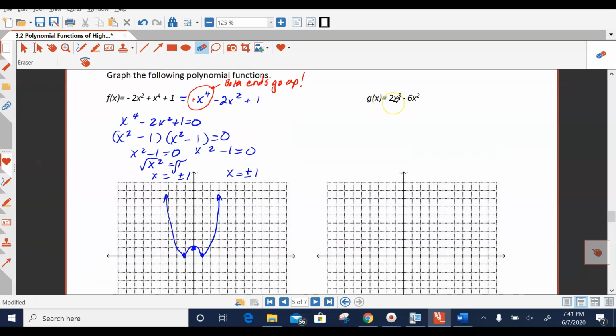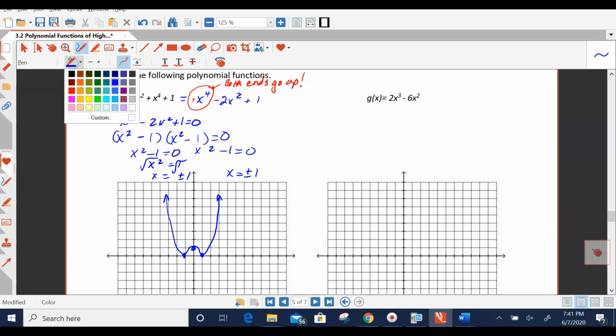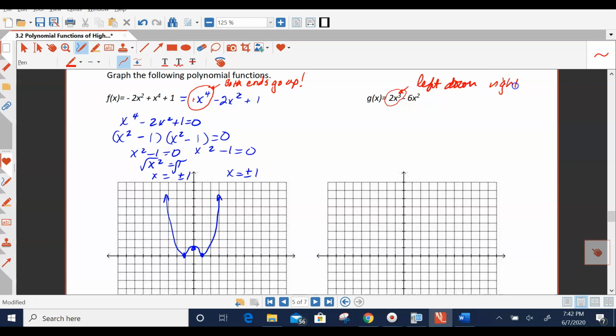It's in descending powers. How will the ends behave? We're going to look at that leading term, and there is the leading term. That degree is odd, and the front number is positive, so that means on the left, it's going to go down, and on the right, it's going to go up. So the left is going to go down, the right's going to go up. Let's work on finding the zeros.